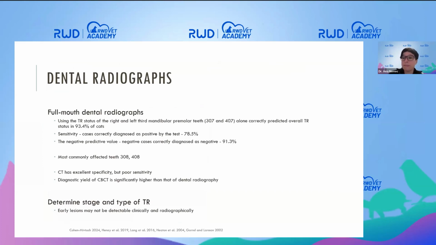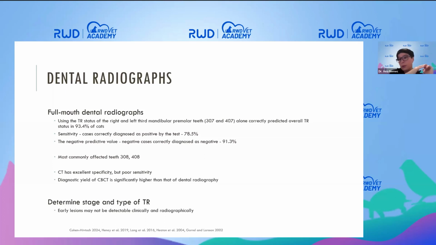It was also shown that cone beam CT, which is becoming more and more commonly used in veterinary dentistry imaging, has actually a significantly higher diagnostic yield when we talk about tooth resorption compared to dental radiography. But absolutely, cone beam CT does have its cons as well. It's certainly a bigger investment when we talk about equipment. On the other hand, it's also in a way much slower, especially at the beginning when we still need to learn how to use it.